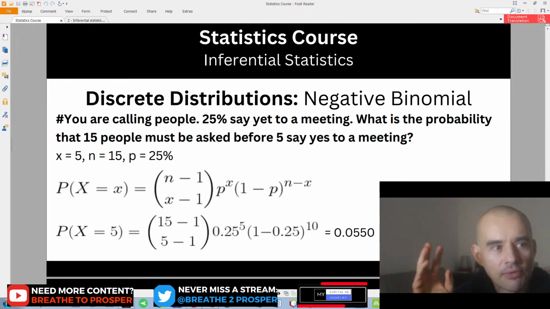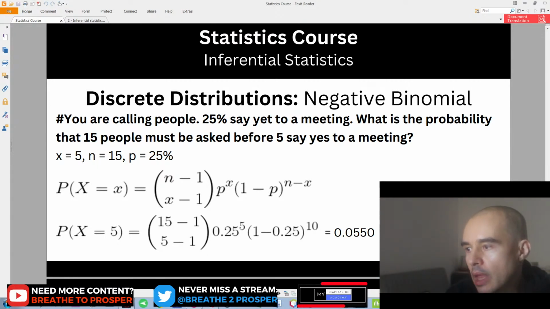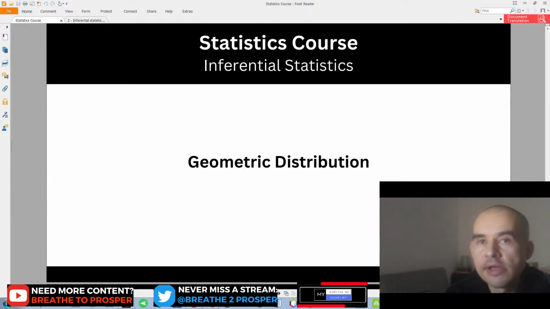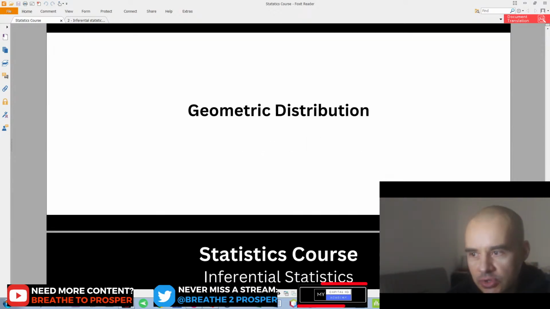Just focus on figuring out the type of distribution that you will be using. So 5 people, so the success is 5, 15 people, and the probability is 25. So this is the formula: 15 minus 1, 5 minus 1, probability of success, the converse one, and this is the probability. On the other way around, you have the one case only of the negative binomial, which is the geometric distribution.